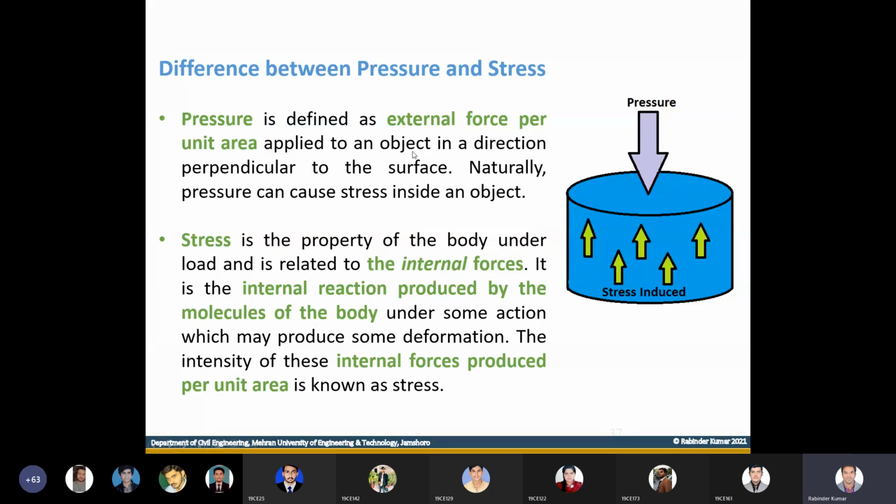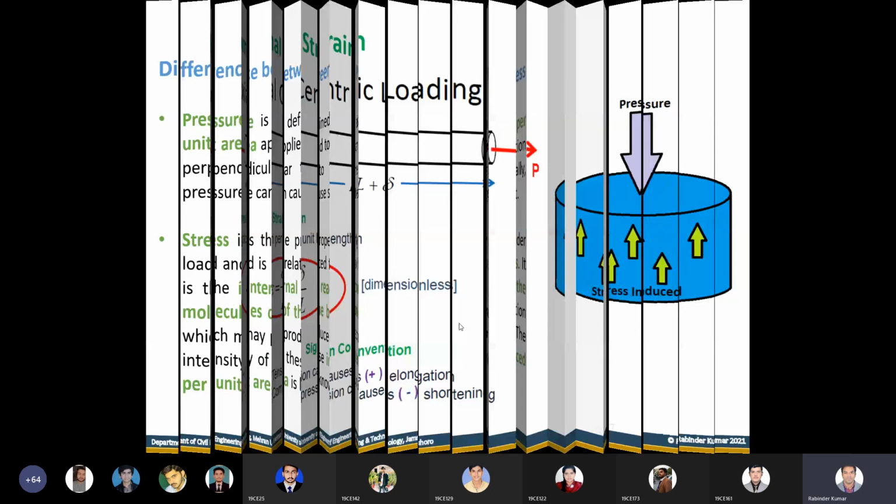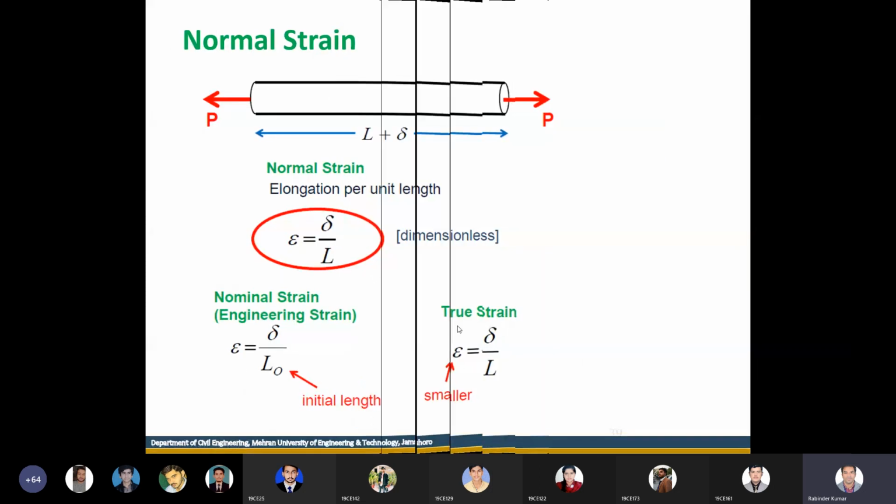So pressure is defined as the external force per unit area applied to an object in a direction perpendicular to the surface. Naturally, the pressure can cause a stress inside an object. Stress is the property of a body under load and it is related to internal forces. Stress is basically the resistance offered by the material which tries to counter the pressure coming from the top. So now, what is strain?